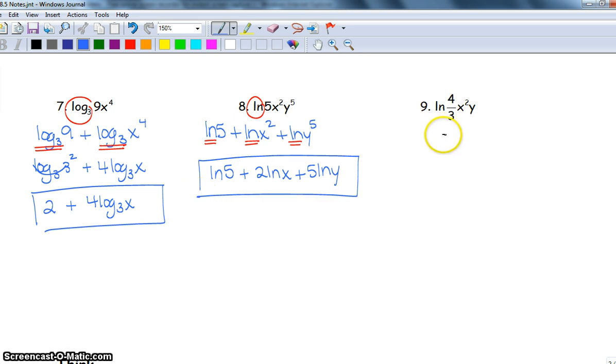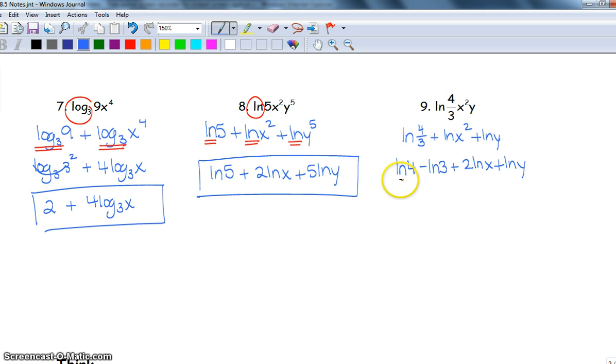And number 9. Once again, we have 1, 2, 3 pieces that are being multiplied together. So I've got the natural log of 4/3 plus the natural log of x squared plus the natural log of y. Then I look at my first piece. Within that first piece, I now have division, 4 divided by 3. So now I separate that 4 and the 3 with subtraction. So natural log of 4 minus the natural log of 3. I look at my next piece. I've got an exponent, so that exponent goes out front. 2 times the natural log of x. The third piece is already expanded as far as possible.